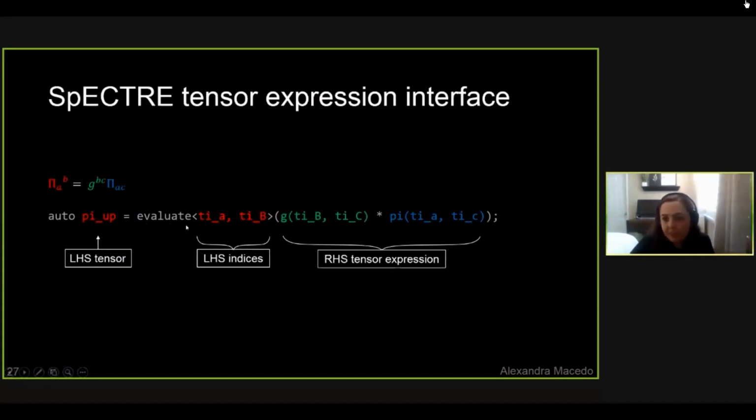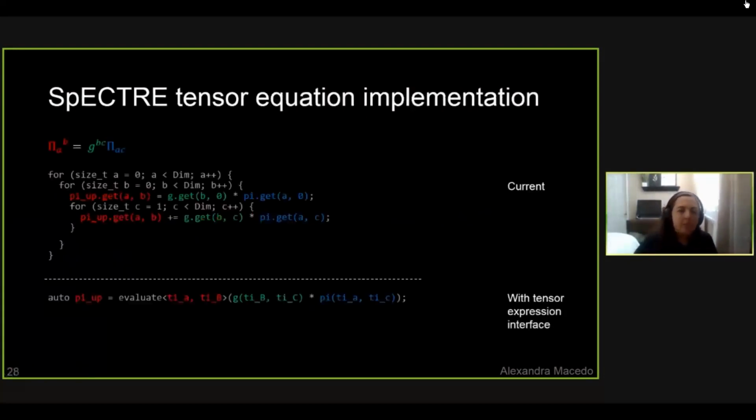And what this evaluate function is going to do is it's going to do the work of all the for loops for you. And so all you have to do is write this single line of code, and you can call it a day. So if we go back to comparing writing this equation with the loops and then writing just this one-liner with the tensor expression interface, you might look at this and say, yeah, this is nice to write, but you know, the for loops aren't that bad.